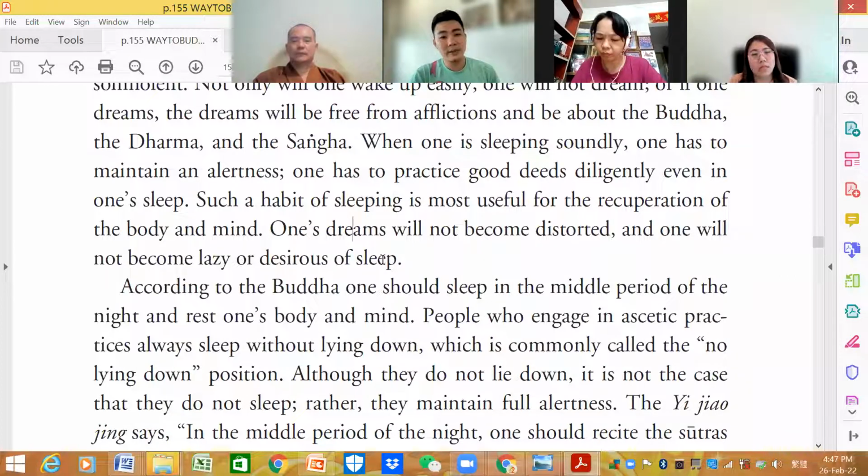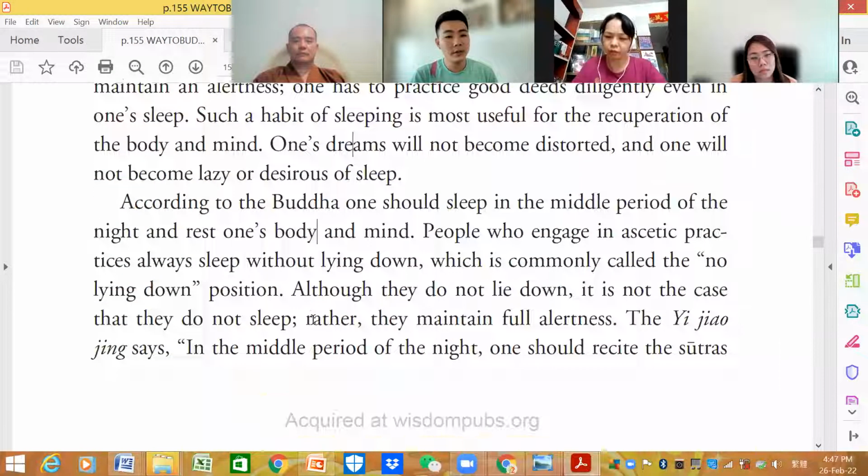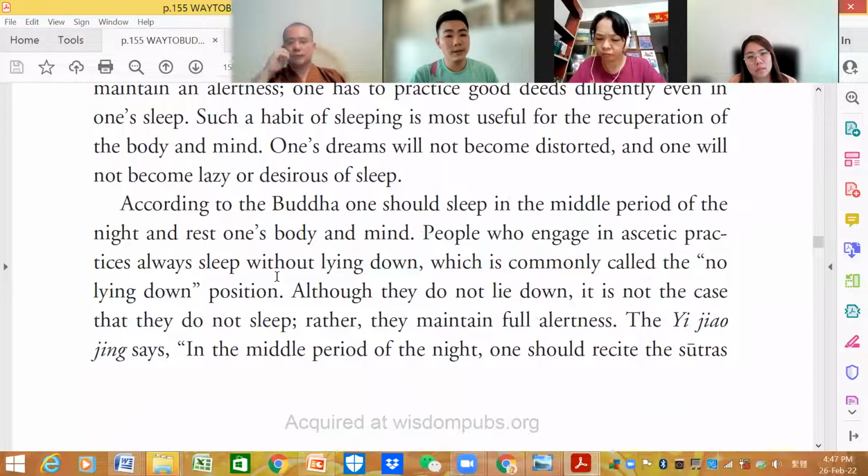Such a habit of sleeping is most useful for the recuperation of the body and mind. One's dreams will not become distorted and one will not become lazy or desirous of sleep. According to the Buddha, one should sleep in the middle period of the night and rest one's body and mind. People who engage in ascetic practices always sleep without lying down, which is commonly called the no lying down position. Although they do not lie down, it is not the case that they do not sleep. Rather, they maintain full alertness.